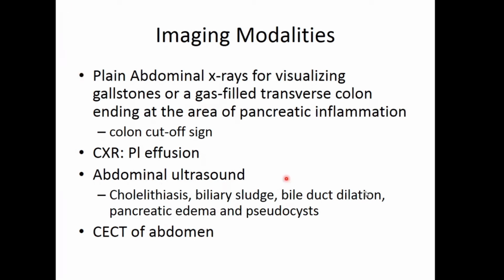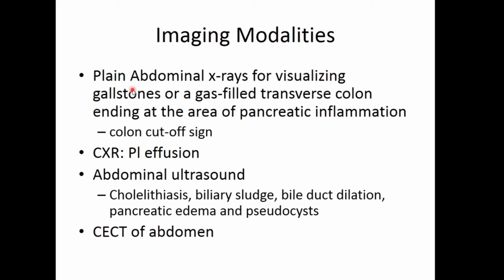So let's see what all we have in the imaging. Okay, so if you do a plain X-ray abdomen, usually what happens is sometimes you can see gallstones. So you know, okay, probably it's gallstone related pancreatitis. But again, the gallstones are so common that sometimes gallstones may be there, but the reason why the patient has pancreatitis is not because of gallstones, but perhaps because he's also alcoholic.